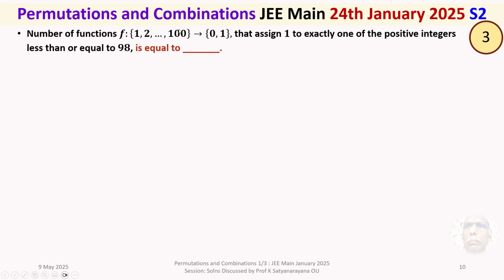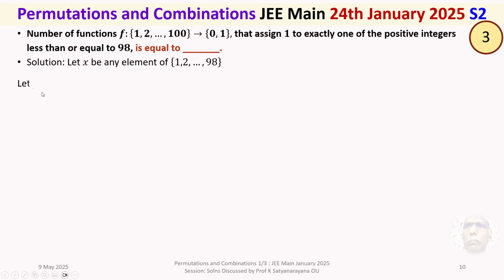That means from 1 to 98, f will send exactly one element to 1 and the remaining to 0. And what happens to 99 and 100? Those will be mapped to 0 or 1. Right? So now, the solution. Let x be any element of 1, 2, up to 98.